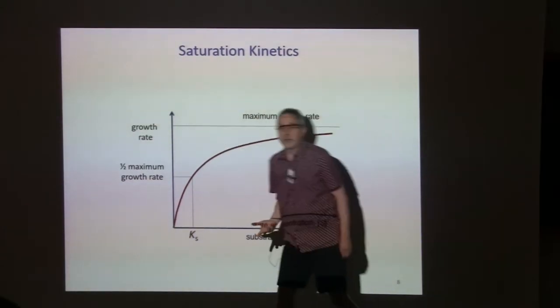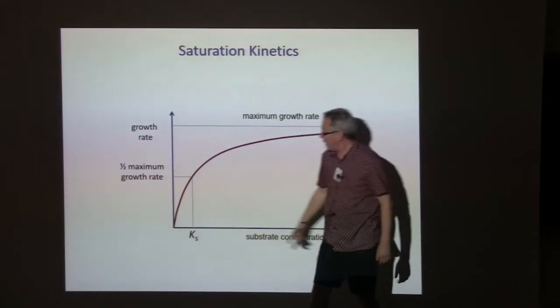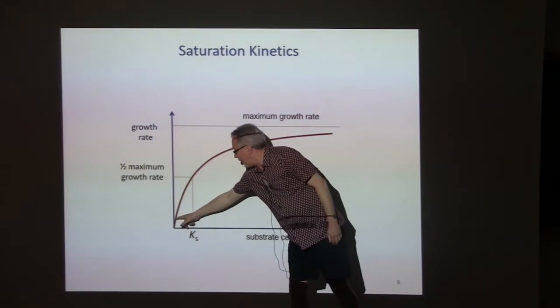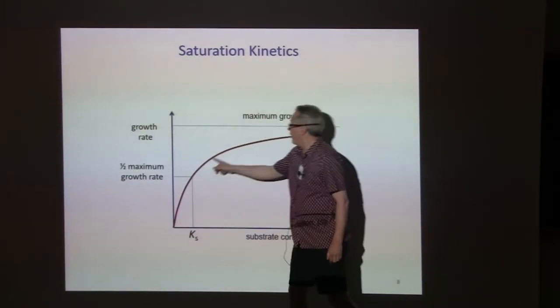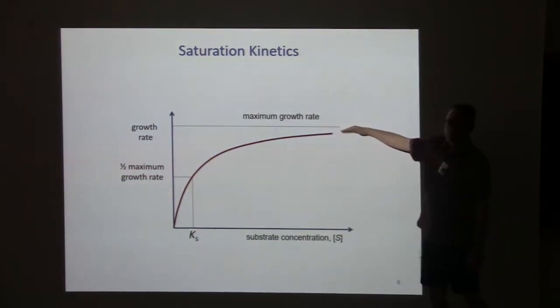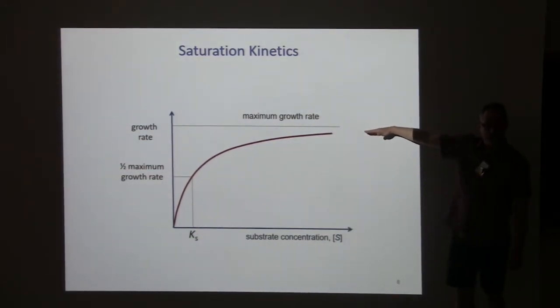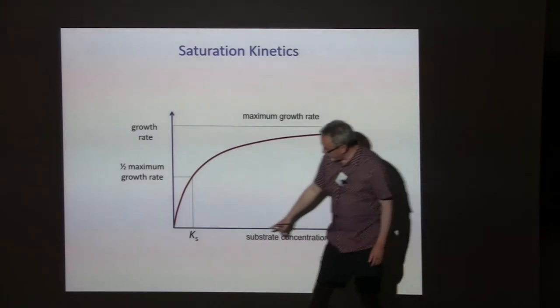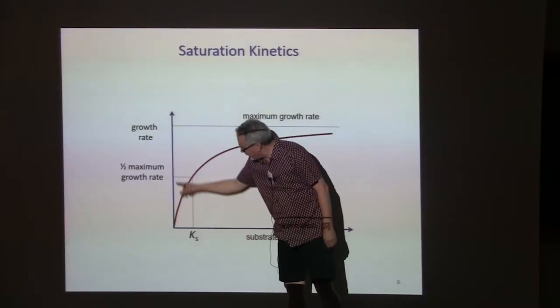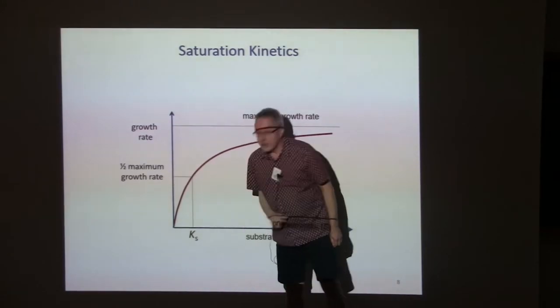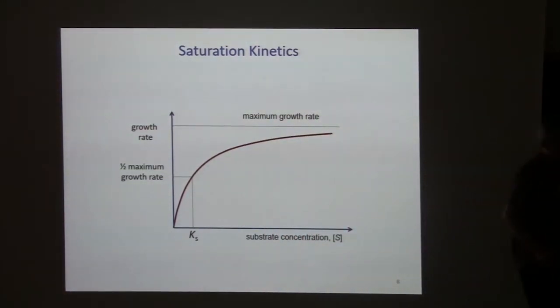Of course, if you don't have substrate to grow, you don't grow. So the growth rate is zero. You start adding more and more substrate, the growth rate goes up. Initially it's fairly linear. And then ultimately you asymptotically reach your maximum value. And the half saturation constant is called that way because it's the substrate concentration at which the growth rate reaches one half of its maximum value.